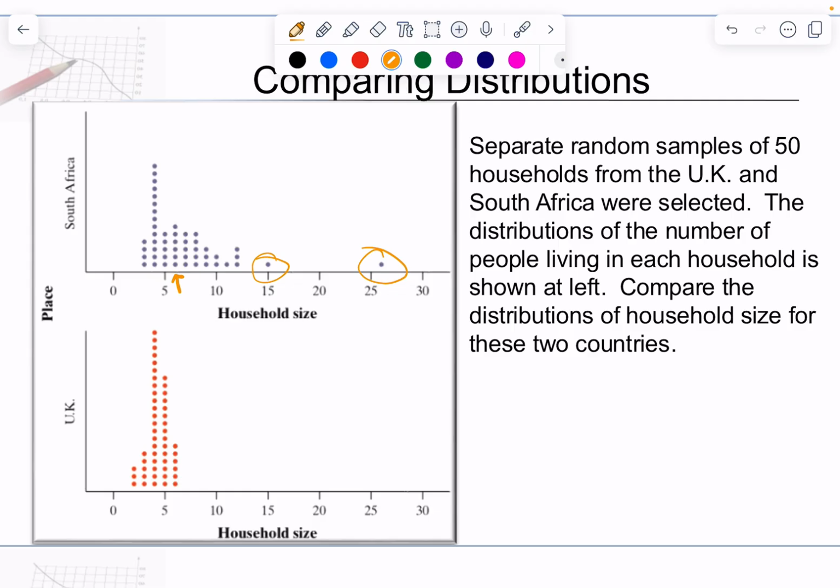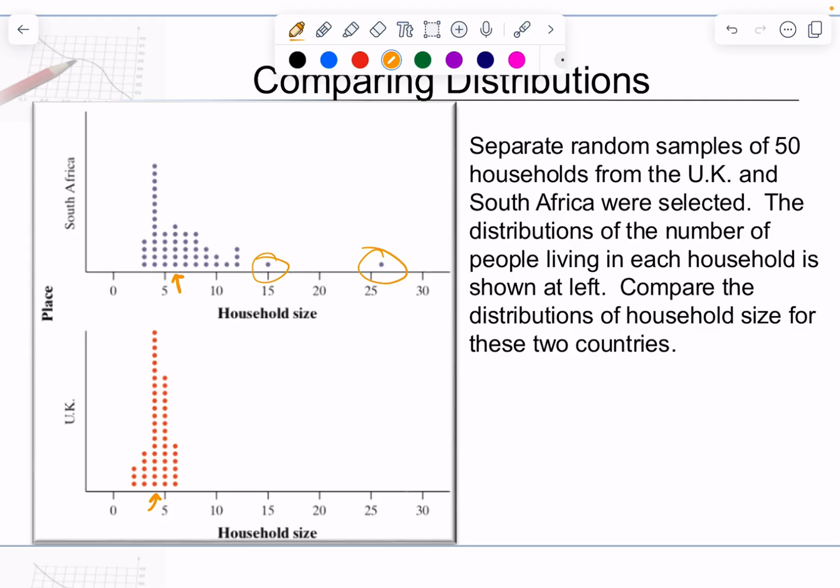Comparing that to the UK then, we notice that the UK graph is a lot more symmetric. So we'd have a roughly symmetric distribution of household size. The median value would fall at 4, so the median household size would be 4 people living per household. And then the spread is also quite a bit smaller, ranging only from 2 to 6 people in the household. There do not appear to be any outliers anywhere in the data set. And so there's our comparison and contrast.